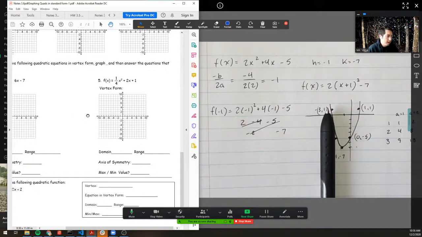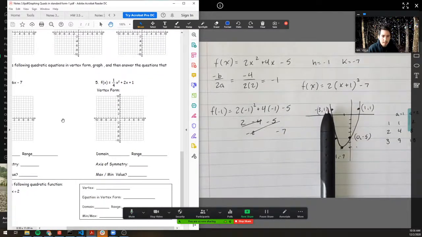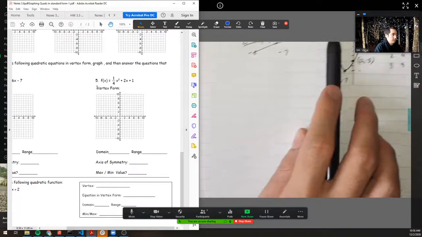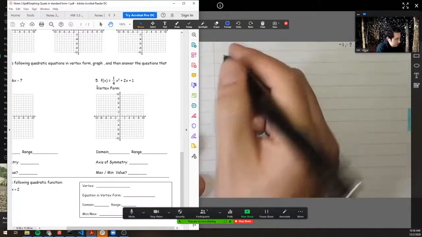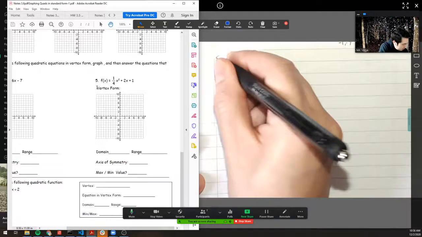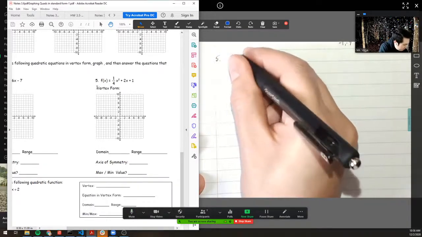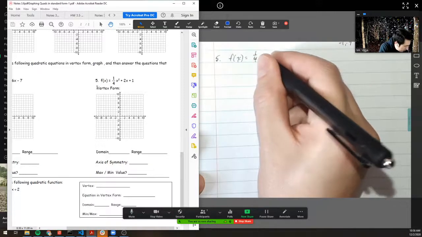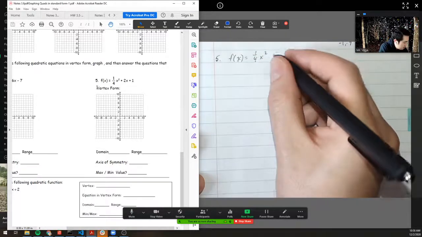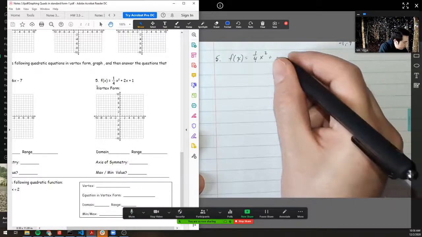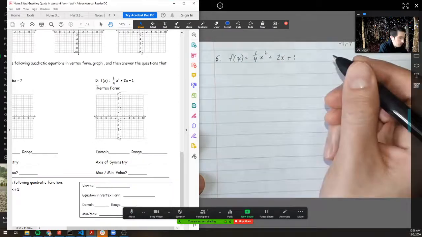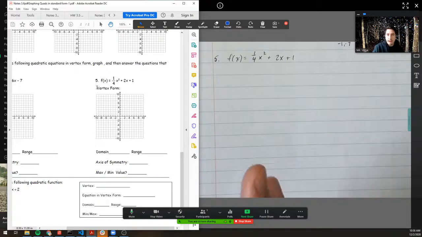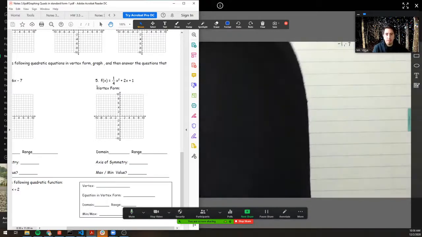I'll do one more, looking at my time. Yeah, okay, I'll do one more. Do number 5. So again, we're given some equation here. F of x equals 1/4 x squared plus 2x plus 1. I know right away it's going to be a wider graph because the a value is 1/4.